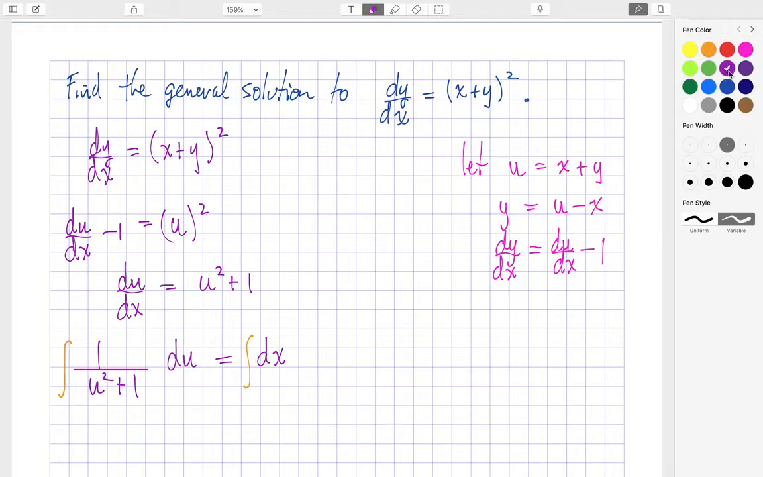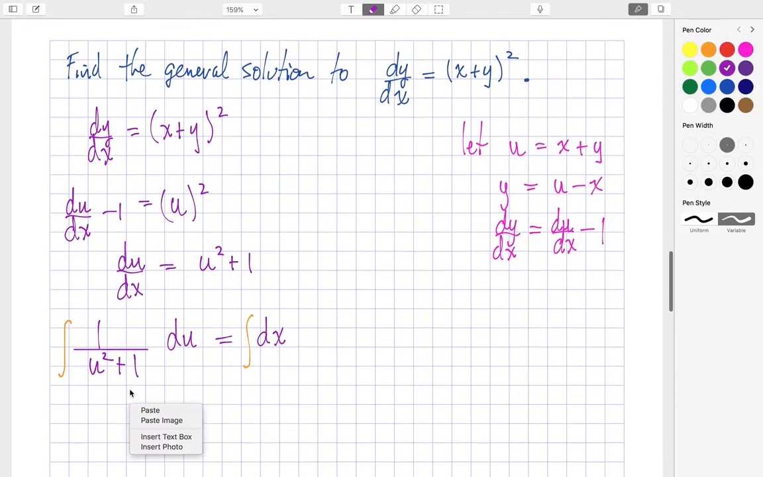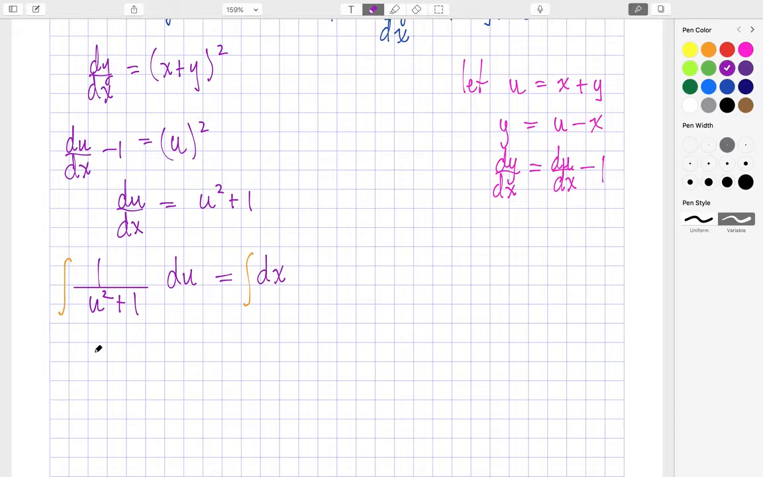What do we have here? When I integrate this side here, hopefully you will recognize that that is nothing more than the arctan antiderivative, or tan inverse antiderivative. So that's tan inverse of u. And on the right-hand side, we just have x plus some arbitrary constant. So what do we take from that? We have that, replacing the u with our x plus y, tan inverse of x plus y is x plus c.